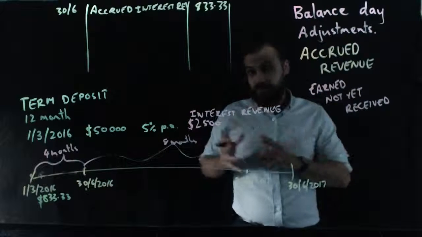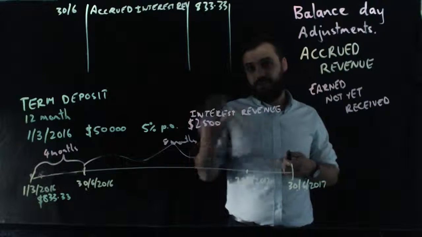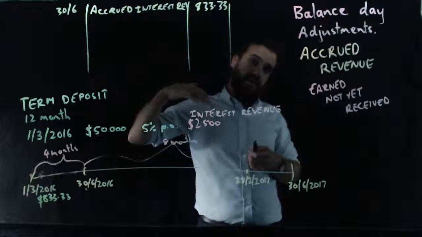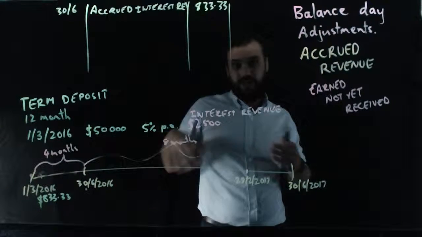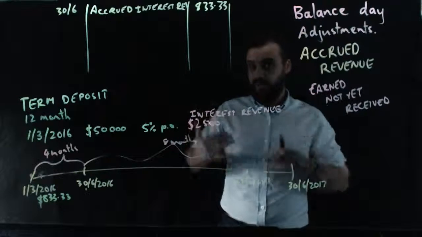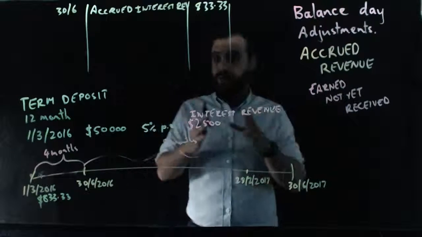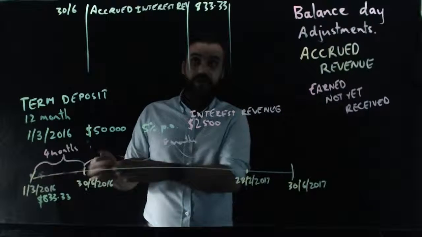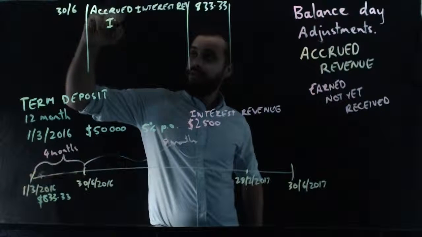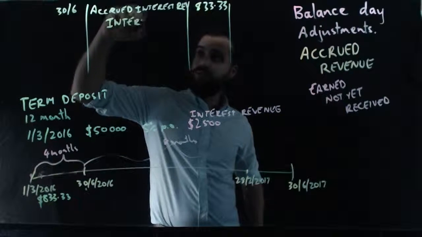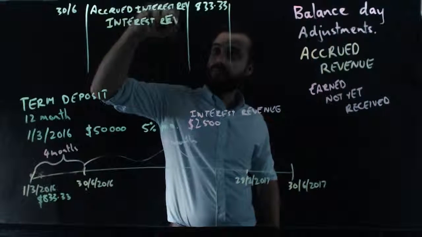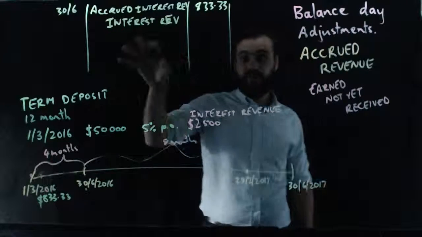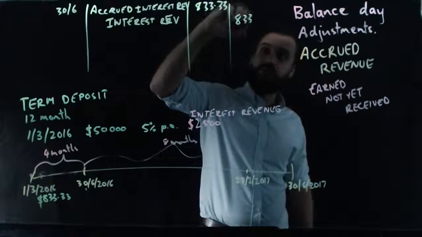Now, what's the matching bit here? This gets a bit confusing because we did prepaid expense, which had a transaction that happened, but this transaction hasn't really happened yet, so we can't really match it with anything. But what's actually happening is we're getting interest revenue. So we actually match this against a revenue account called interest revenue. So all we're saying is we earned revenue at this point. We earned $833.33.